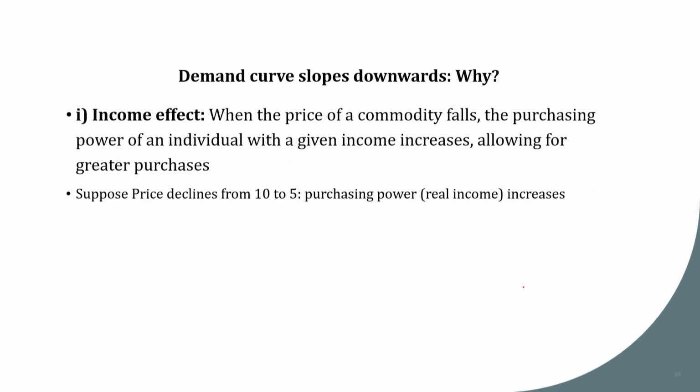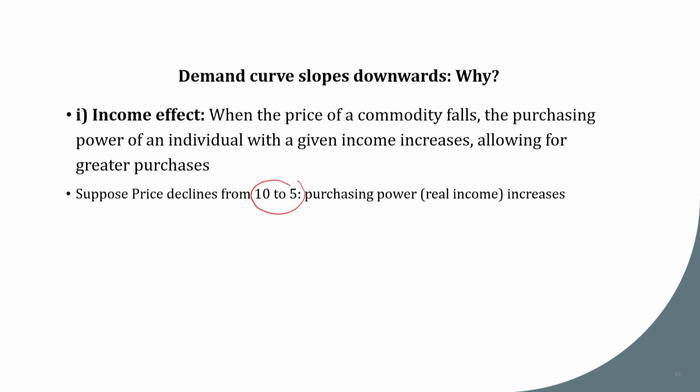Then we have seen here that the demand curve slopes downward from left to right. And why does the demand curve slope downwards? There are mainly two factors, two effects. One is called the income effect. Income effect means when the price of a commodity falls, the purchasing power of an individual with a given income increases, allowing for greater purchases. Just take a simple example. Suppose the price declines from 10 to 5.